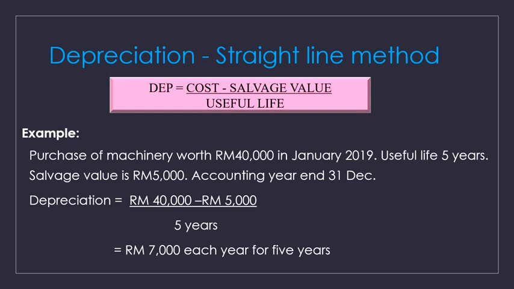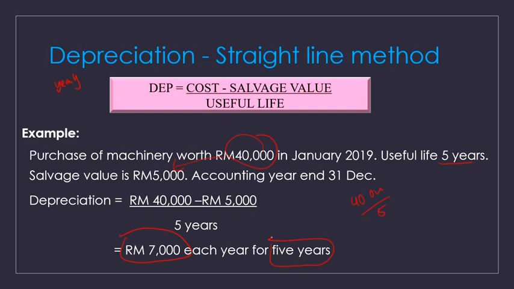So example dia, purchase of machinery was 40,000 in January 2019. So useful life 5 years. Salvage value is 5,000. Accounting year end 31st December. So terus je lah 40,000 you kena tolak dengan salvage value kalau ada ya. Kalau tak ada, terus je 40,000 bahagi dengan 5. Inilah depreciation. Depreciation ni yearly ya, per year. So harga dia ialah 7,000 each year for 5 year. Maksudnya dalam 5 tahun harga dia akan kosong.